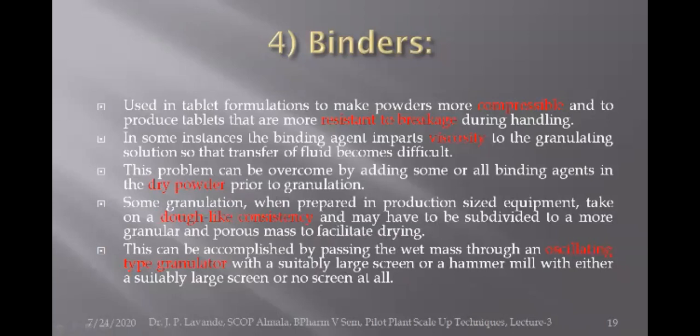The binder that is to be prepared in the form of a slurry is sticky, and when we add this slurry into the powder, it will impart viscosity to the granulating solution. That will increase the problems during the process of blending. Because of this, it is advisable that the binder be added into the powder itself when it is in the dry condition.